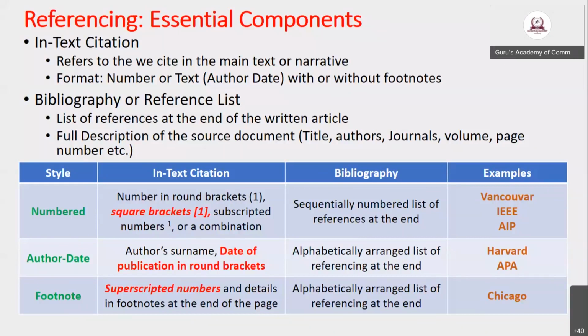Another type is author with the date. If you are preparing a PhD thesis, this is the commonly accepted style. Most social science researchers use Harvard and APA styles. In commerce, management, and business areas, the APA method of research style is used. So you should be accommodated with this second type of reference style.